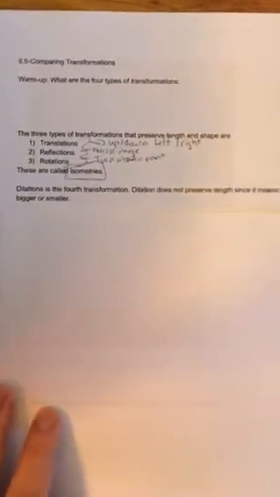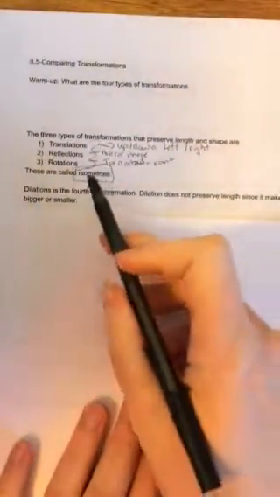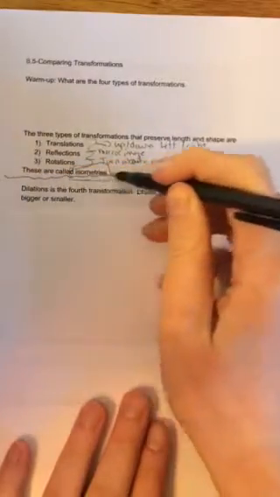So dilation is our 4th transformation, and remember, dilation does not preserve length since it makes an object bigger or smaller, right? So dilation will not always preserve length, which is a problem, okay? In some cases, not always others. So dilation is not in one of these categories, okay? So it's different than the isometries.